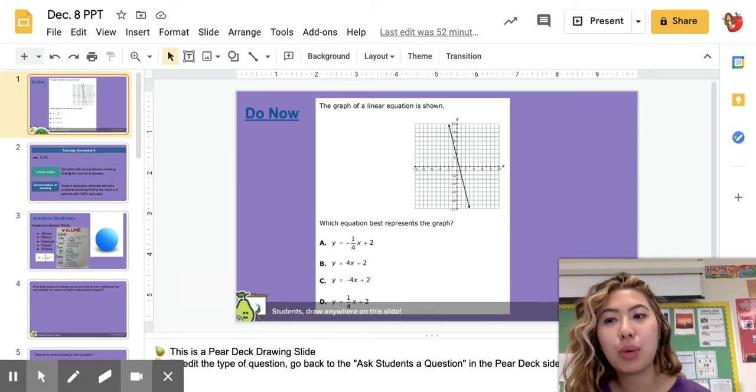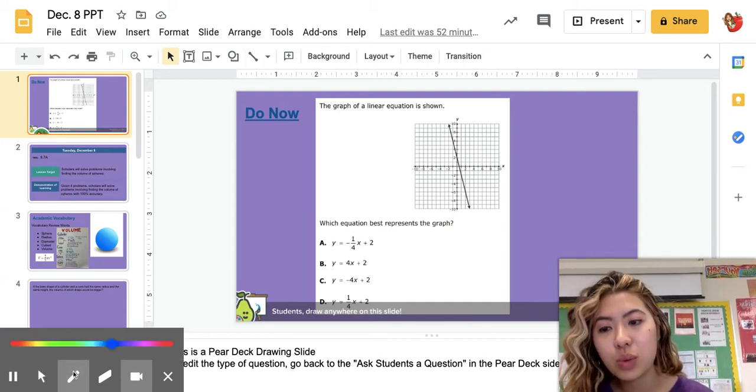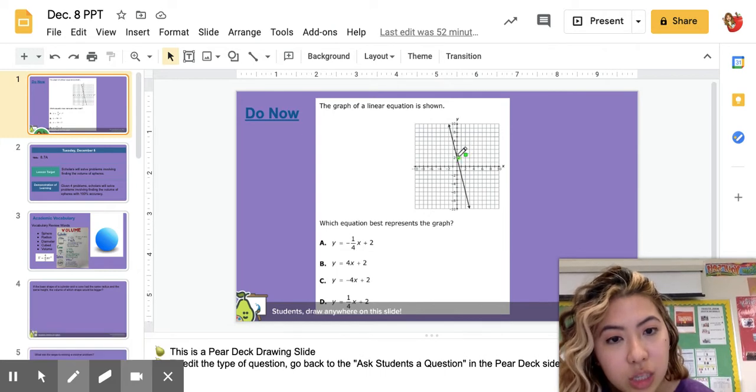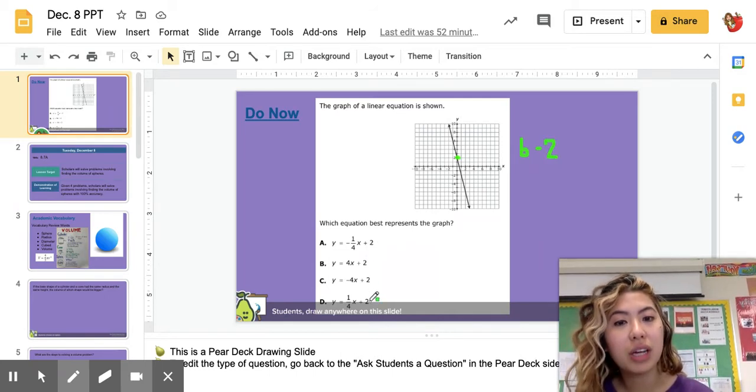Our TEK is 8.7a. Our do now question reads, the graph of a linear equation is shown. Which equation best represents the graph? So my first step is to identify what the y-intercept is. It's at this point right here, which looks to be positive 2. So our b value is 2. When I look at the answer choices, all of the y-intercepts are at 2.